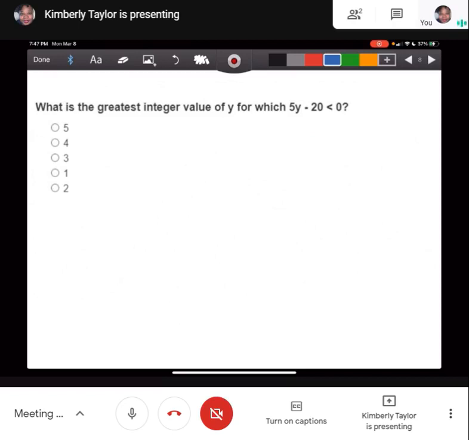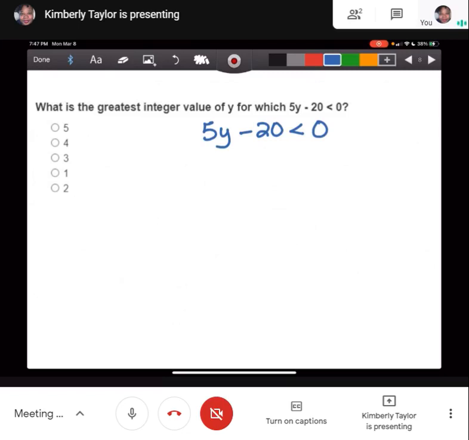It says, what is the greatest integer value of y for which 5y minus 20 is less than 0? So let's solve our inequality for y. So I have 5y minus 20 is less than 0.